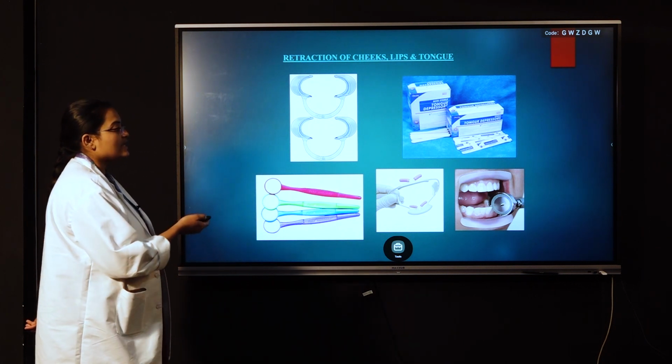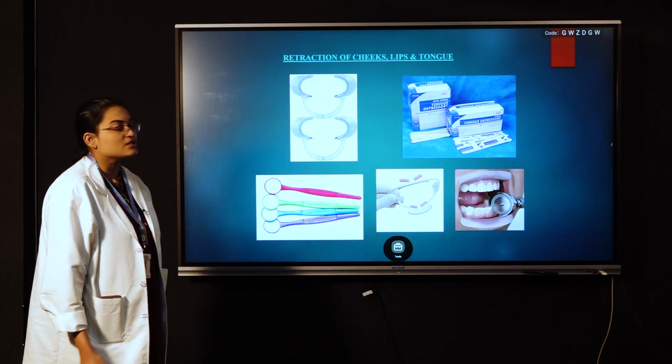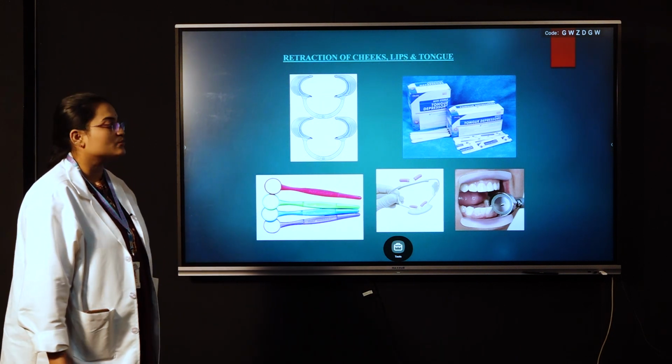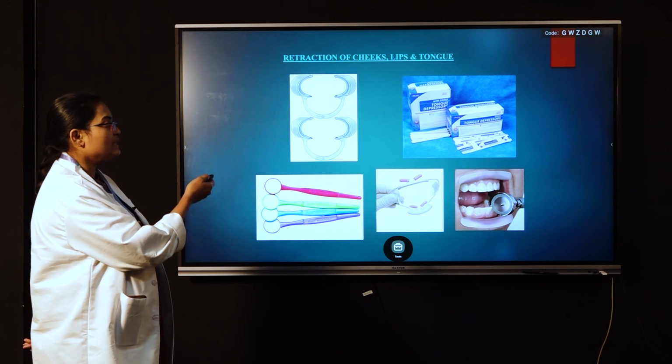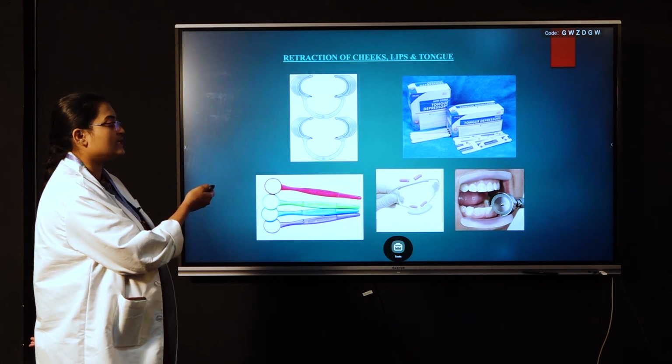So all these things, as you can see, are used while using a disc for reducing the tooth structure proximally, and the lip retractors used there are protecting the lip from injury.